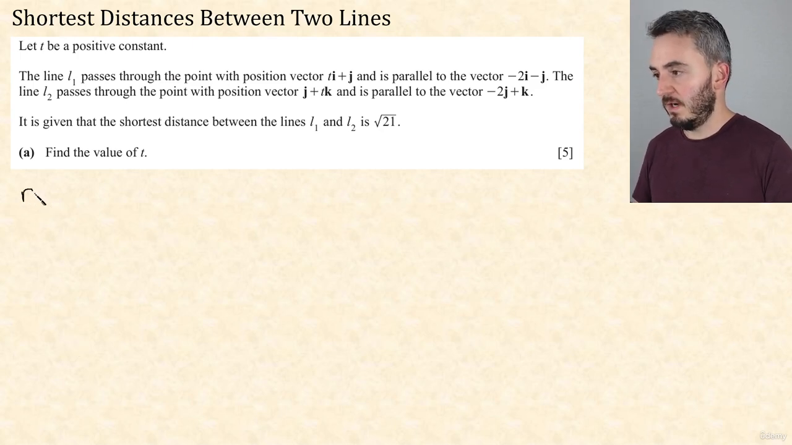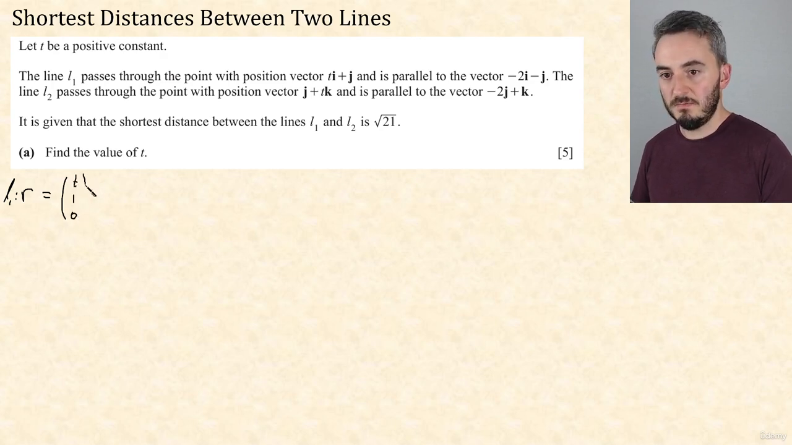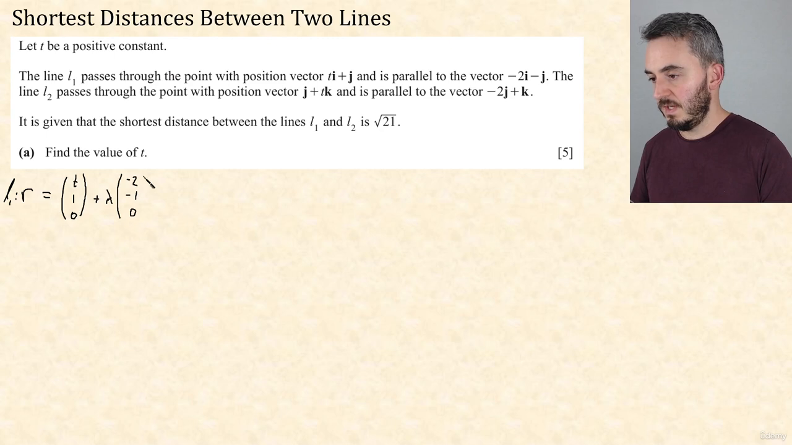So this first line, L1, is r equals, so it's a position vector ti plus j. So that's say t, 1, 0, and it's parallel to, so lambda times the vector -t, -1, 0.